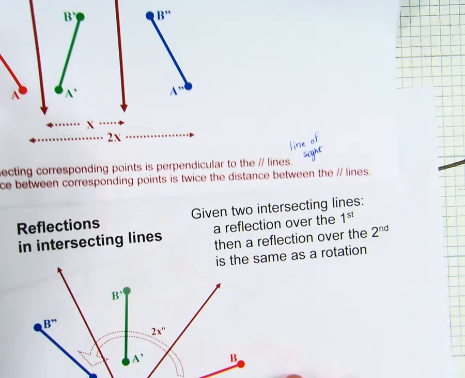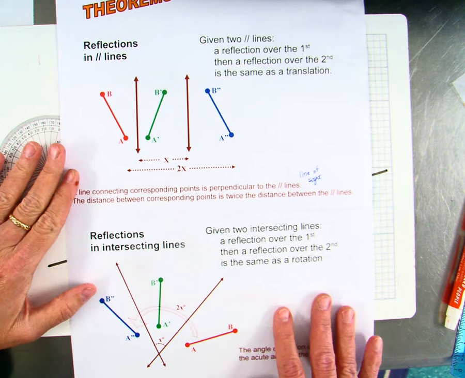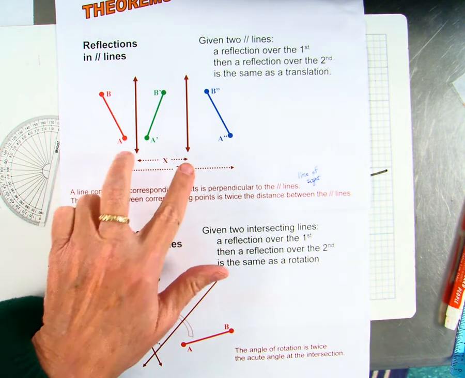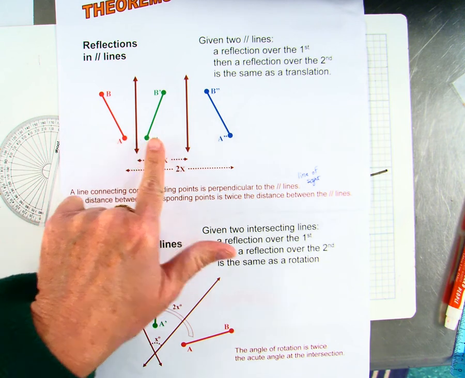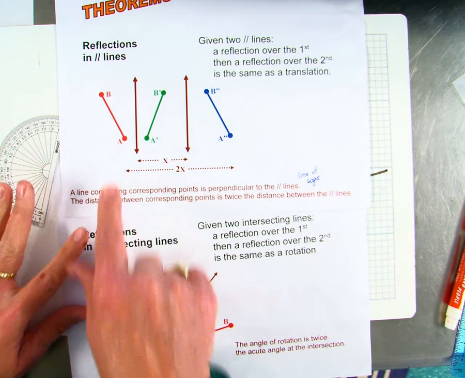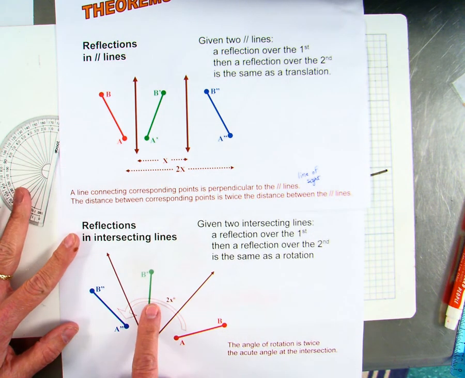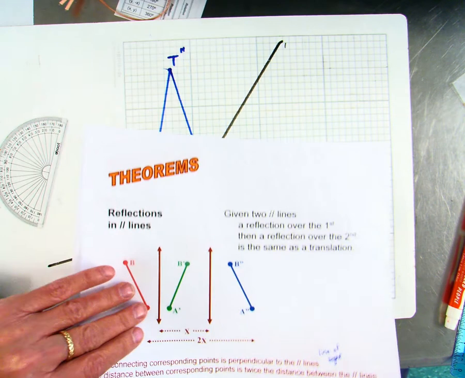So our two theorems for today have some commonality to them. The first one, we had parallel lines, two reflections made a translation, and the distance of the translation was twice the distance between the mirrors. Two reflections on intersecting lines make the same as a rotation from first to last, and the amount of the rotation is twice the angle that the intersecting lines make. So there's a little commonality there.